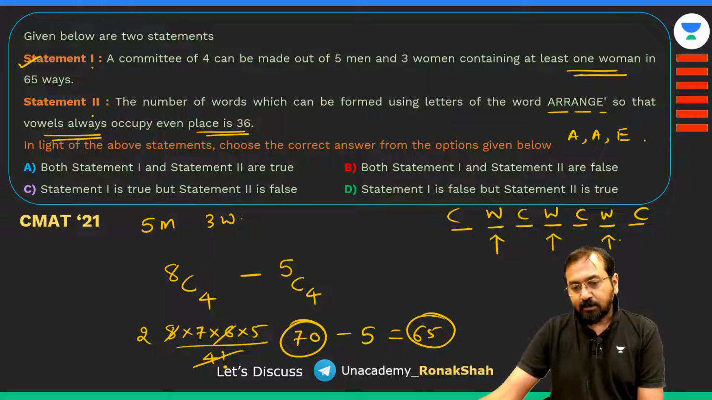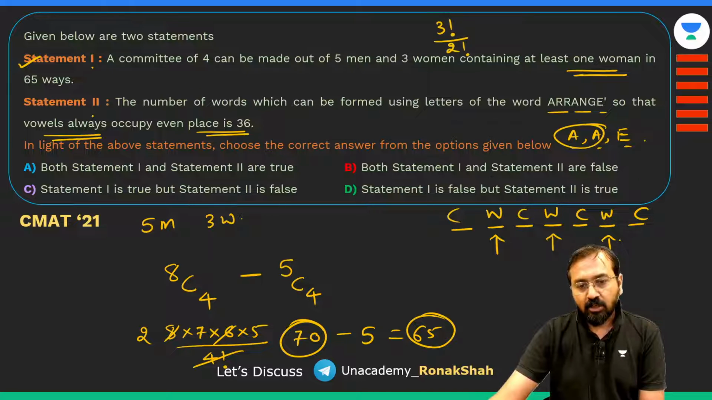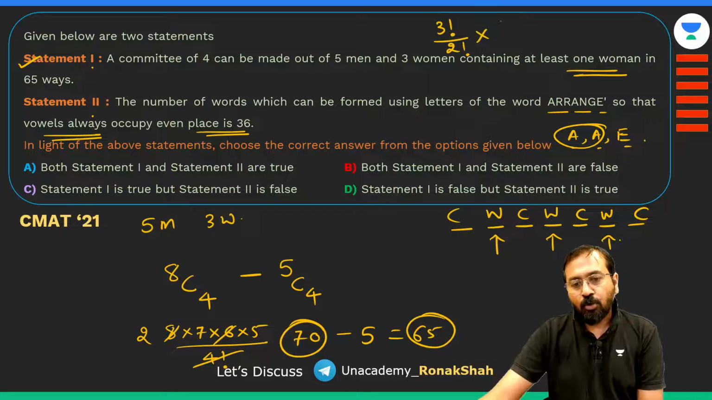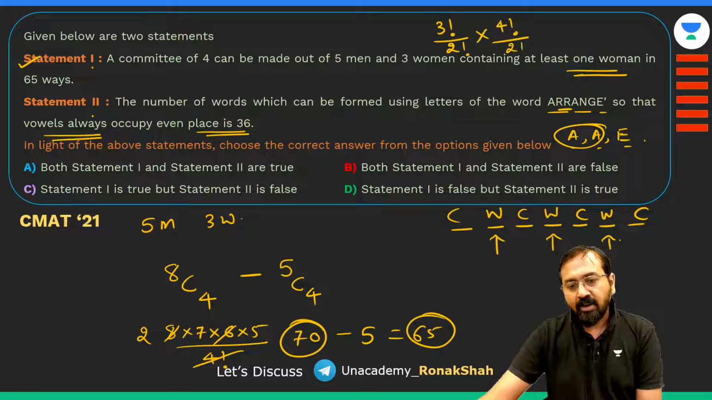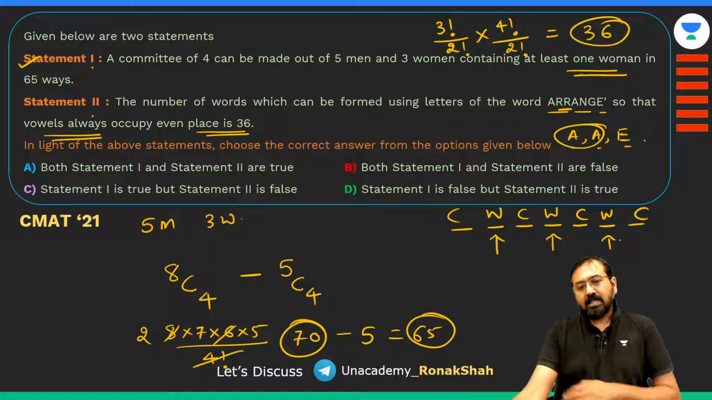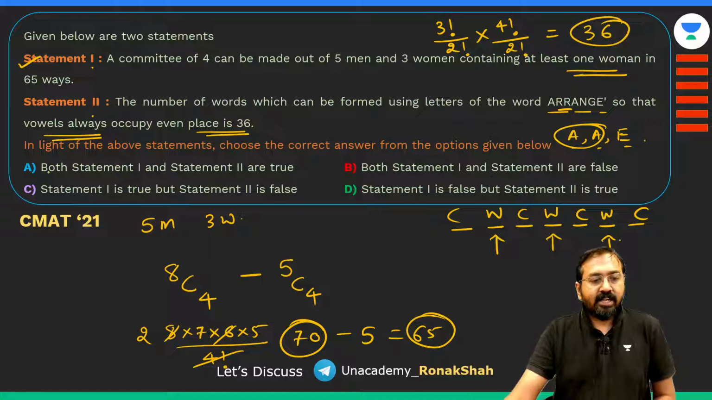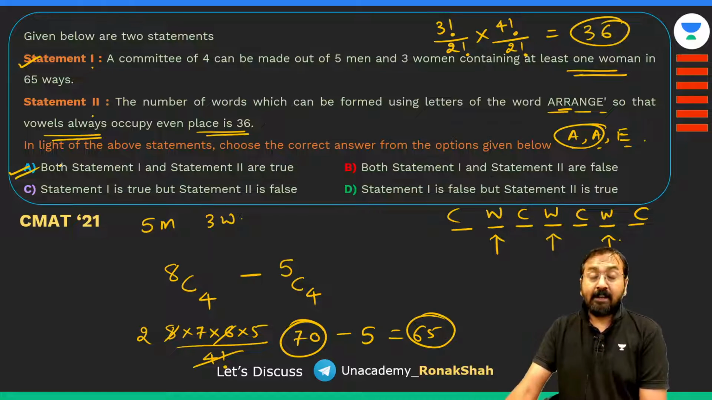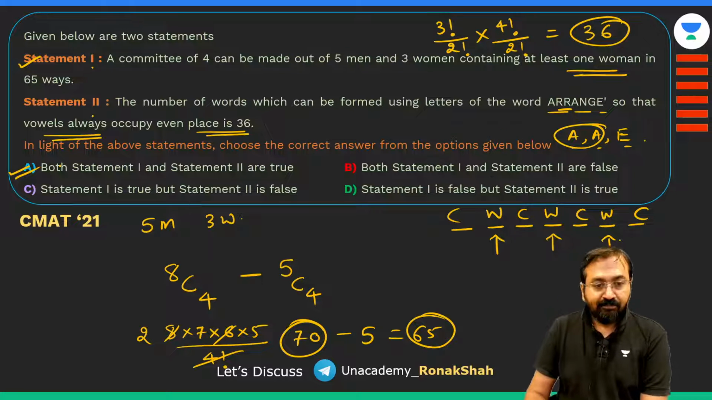So at these 3 positions, these 3 vowels could have been arranged in 3 factorial ways, but there are 2 identical, so divide by 2 factorial. Similarly, the remaining 4 consonants could have been arranged in 4 factorial ways, but there are 2 R's identical. So divide by 2 factorial. So my answer will come out to be what? 36, isn't that? So yeah, that's correct. So 36 is correct. So both the statements are true. I really hope you have understood this question.